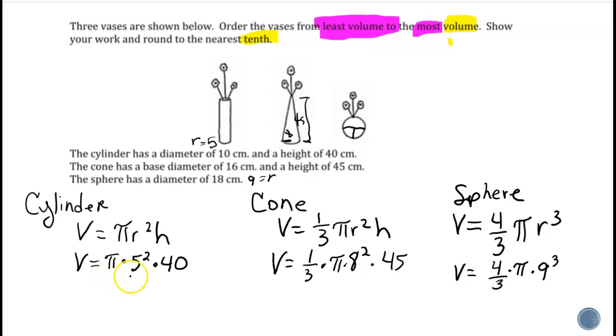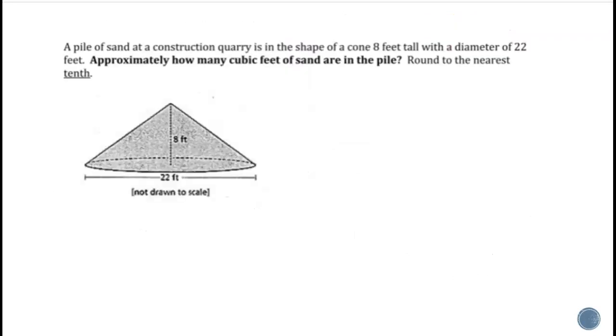Okay, so after you've done those calculations, you fill them in, you are trying to identify which vase has the least. Well, you're going to order those from least to greatest. So which one has the least, which one has the most, and make sure you are showing your work on notebook paper. Okay, let's look at another example.